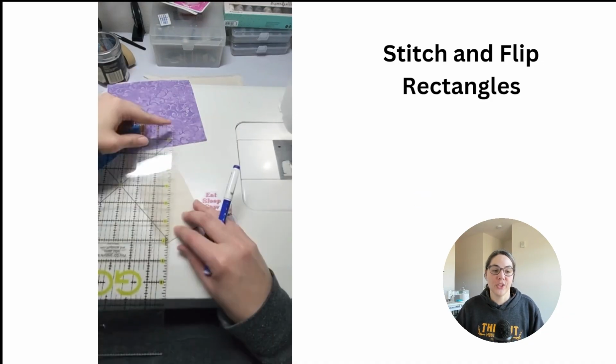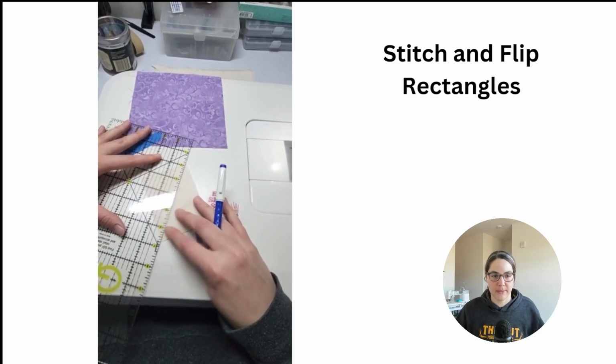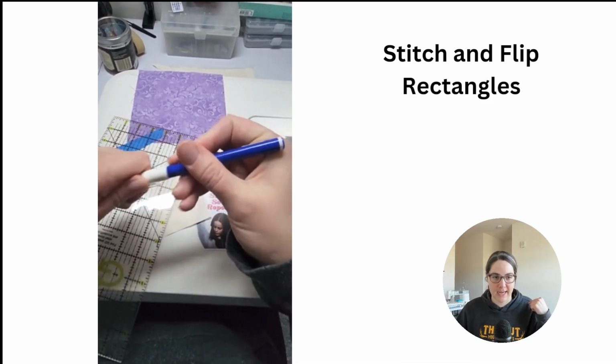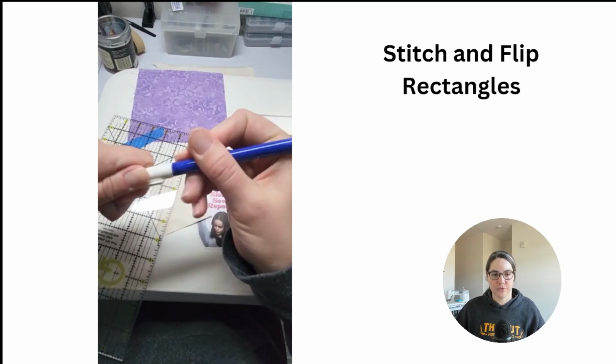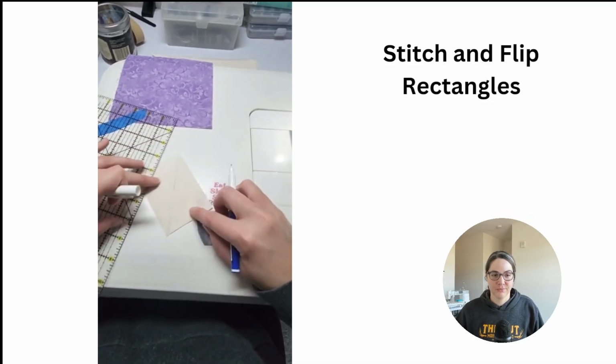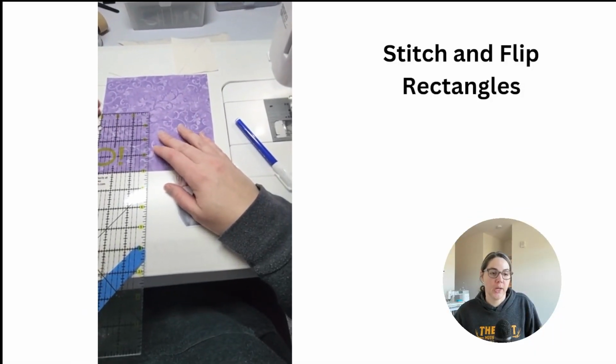Alrighty, so you're going to just see me take my ruler. We're going to mark diagonal to diagonal. We don't need to worry about the angles here. We just need to make sure that we've got our corners aligned along that diagonal. And then I'm just going to take a little friction pen here and mark that diagonal. Not too difficult.